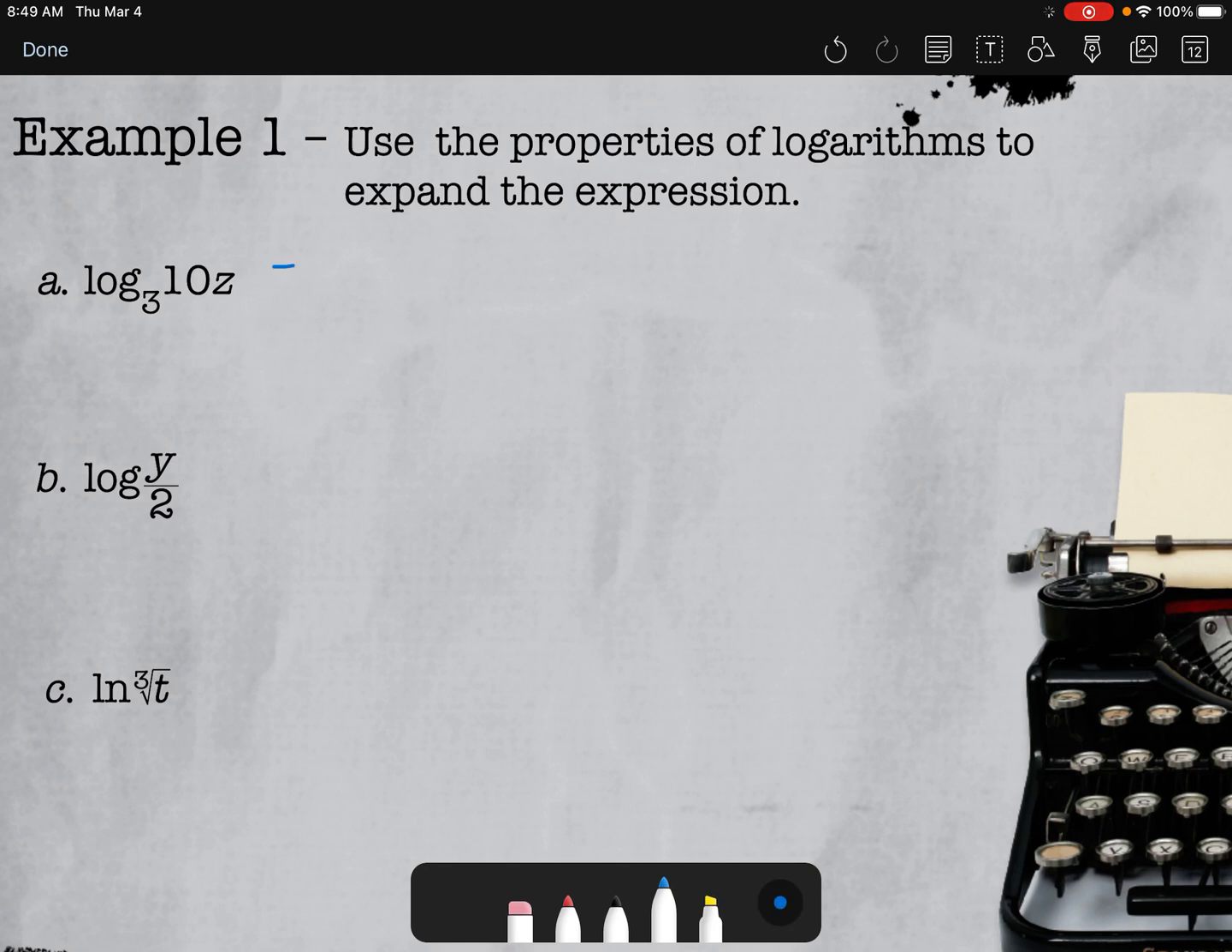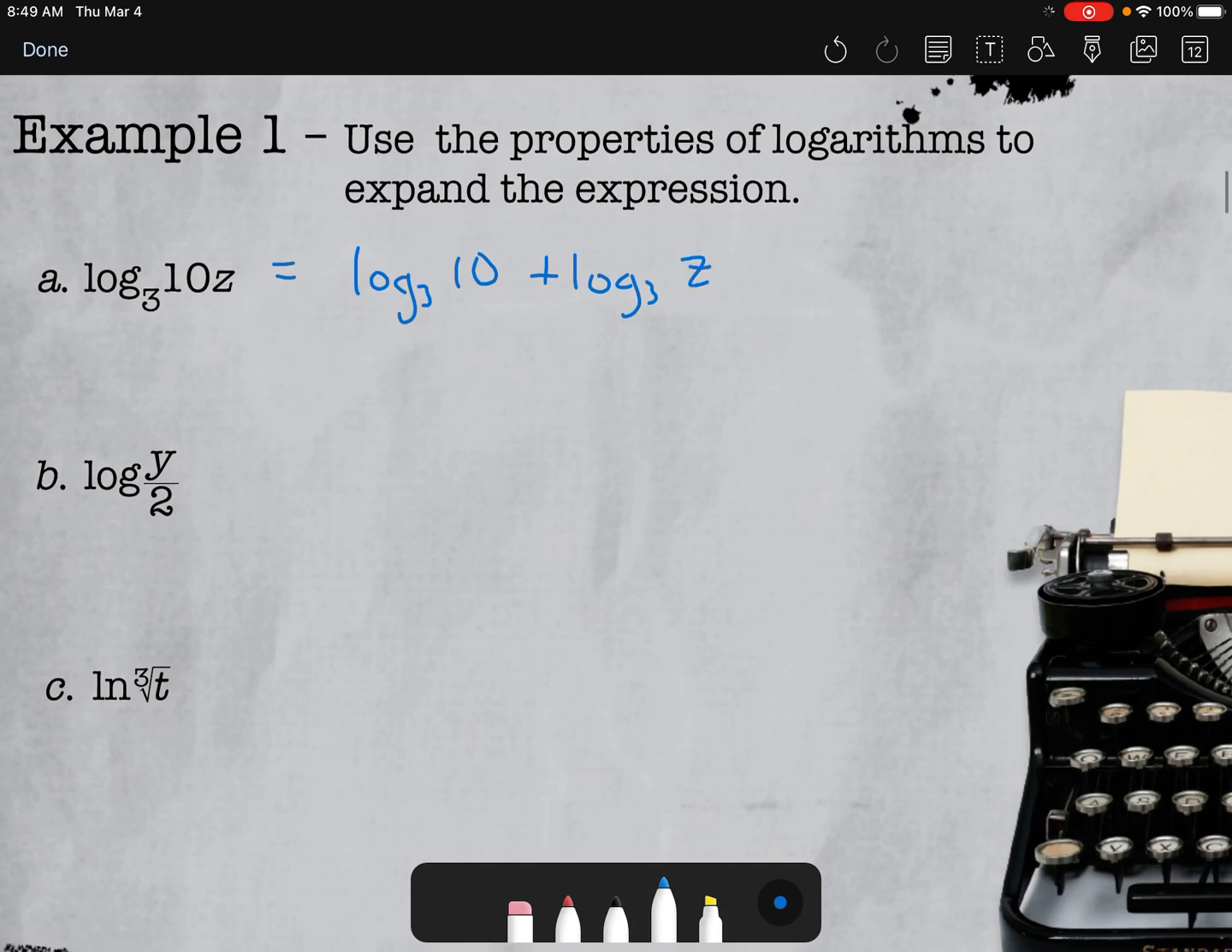Now, we can expand this because it says log base 3 of 10 times z. So that would be log base 3 of 10 plus log base 3 of z. Well, that's not hard, is it? Here's the quotient rule. Log y minus log 2. Now, if you remember, cube root is 1/3 power. So this is actually then 1/3 natural log of t.